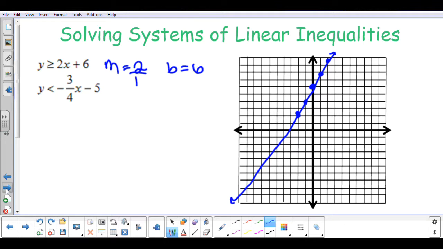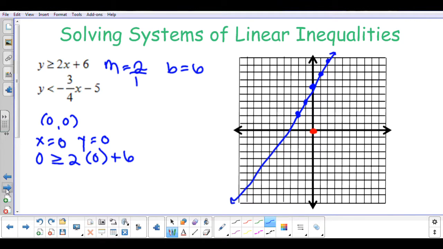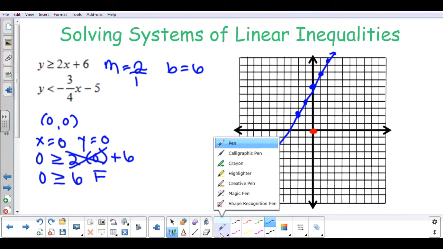So now I'm going to do the shading. I can use my 0, 0 point since it does not lie on my line. So my x is going to be 0 and my y is going to be 0. When I plug in, I'm going to have 0 is greater than or equal to 2 times 0 plus 6. Well, 2 times 0 is 0, so that will cancel out, and I have 0 is greater than or equal to 6. Now I need to determine if this is a true or false statement. Since the inequality is eating the 0, it means that 0 is bigger than 6. We know this to be a false statement, so I'm going to shade above my line.